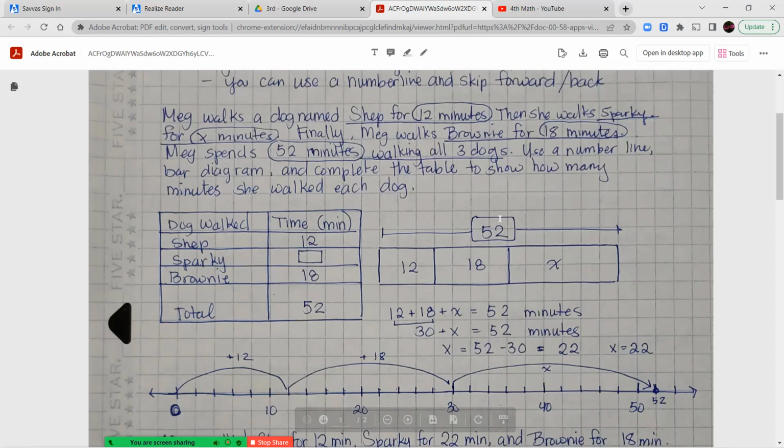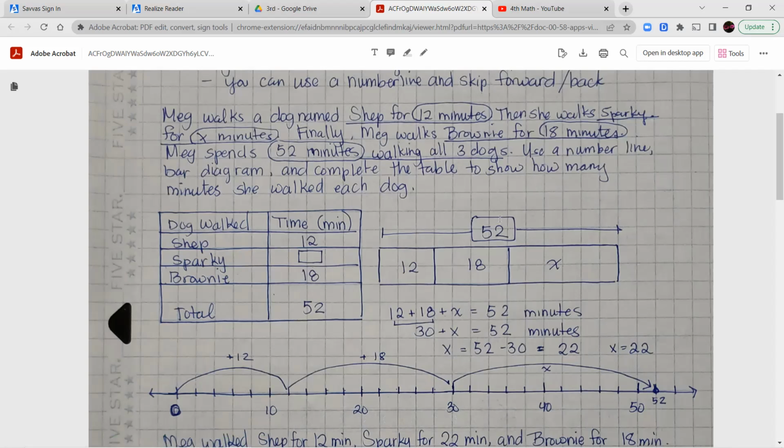Now I'm going to add together the parts that I know and subtract them from the whole to help figure out my unknown part. So 12 plus 18 is 30. Then I'm going to take that 30 away from the 52 minutes, which is a total, to find out that what my X is going to be is 22 minutes. So she walks Sparky for 22 minutes.